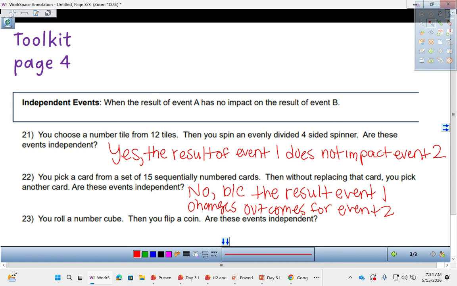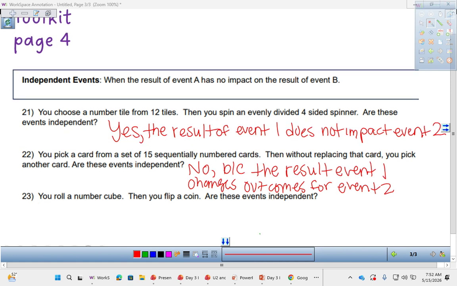All right, you roll a number cube and then flip a coin. Does what I get on the dice impact what I get on the coin? No. These are independent. So now we know what it means to define something that's independent versus dependent, right? Once you know they're independent, there's a formula for them. So there's a way that you can calculate their probability, all right?